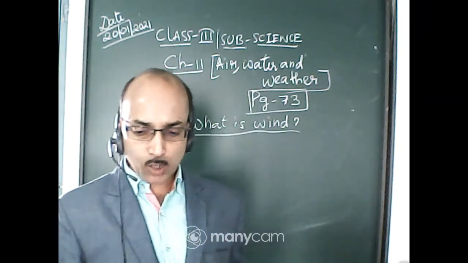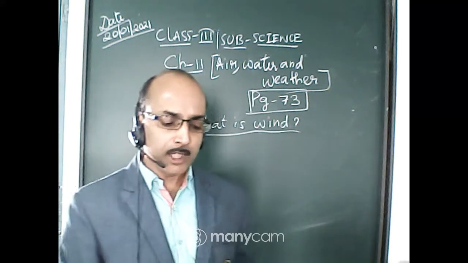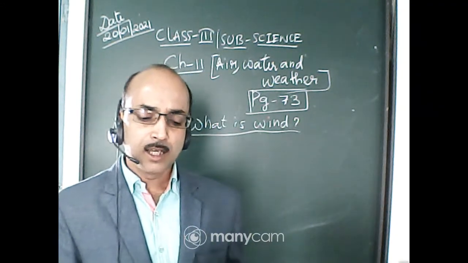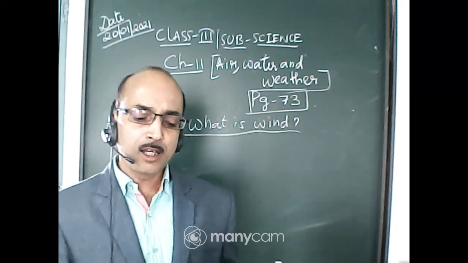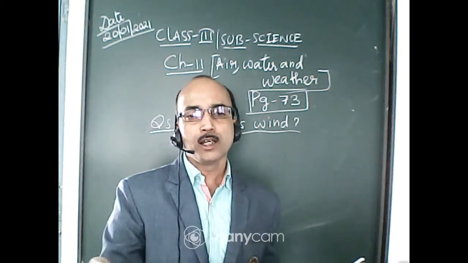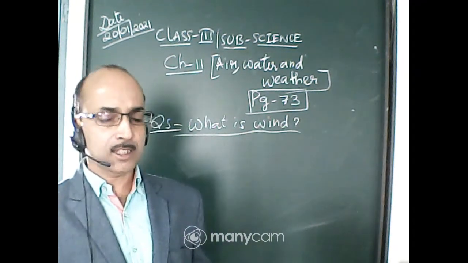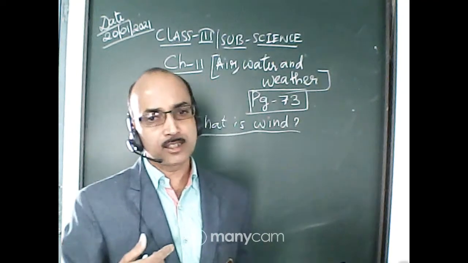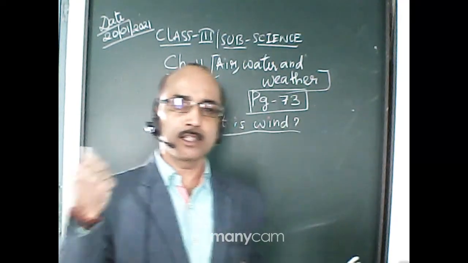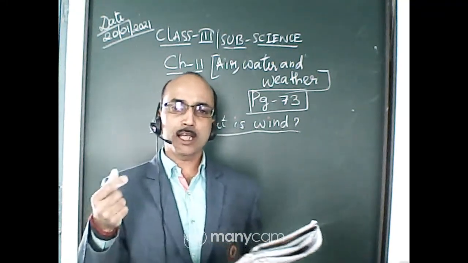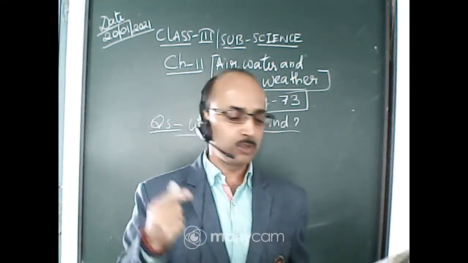Now, what does air contain? Air contains many gases, water vapor and dust particles. The main gases in air are nitrogen, oxygen and carbon dioxide. Nitrogen is needed by the plants for their growth. Oxygen is needed by human beings and animals for the survival of life. And carbon dioxide is needed by plants to prepare their food.